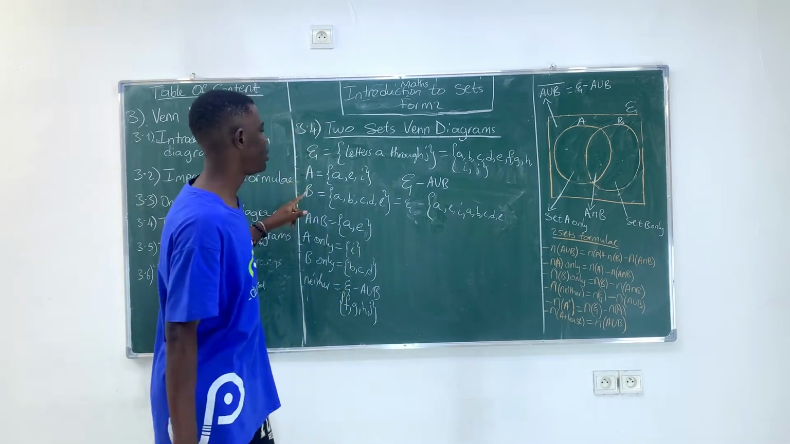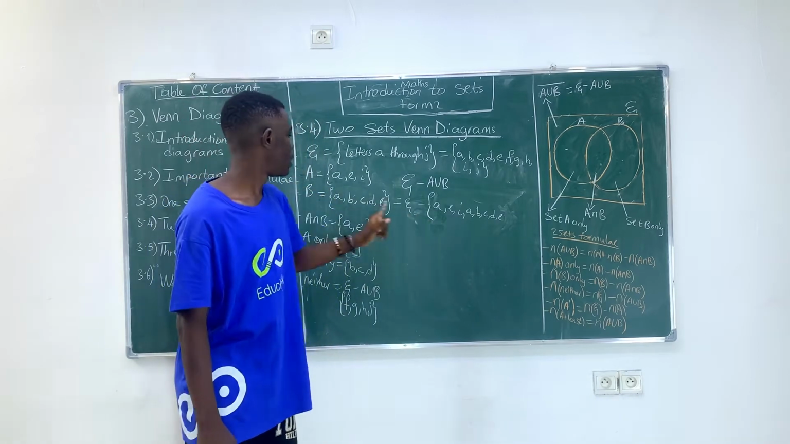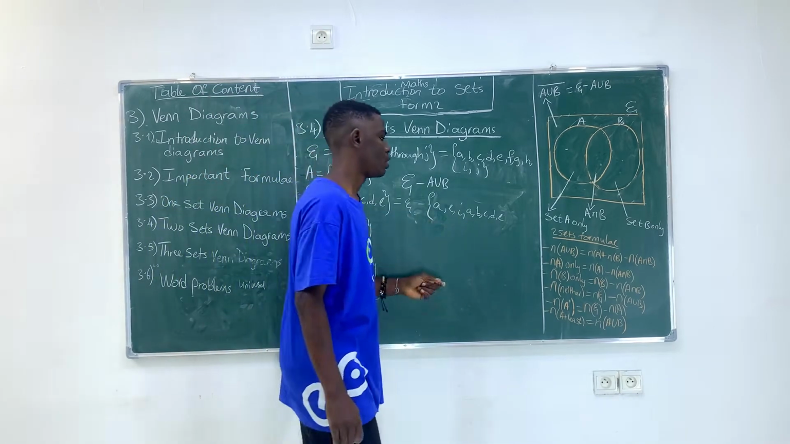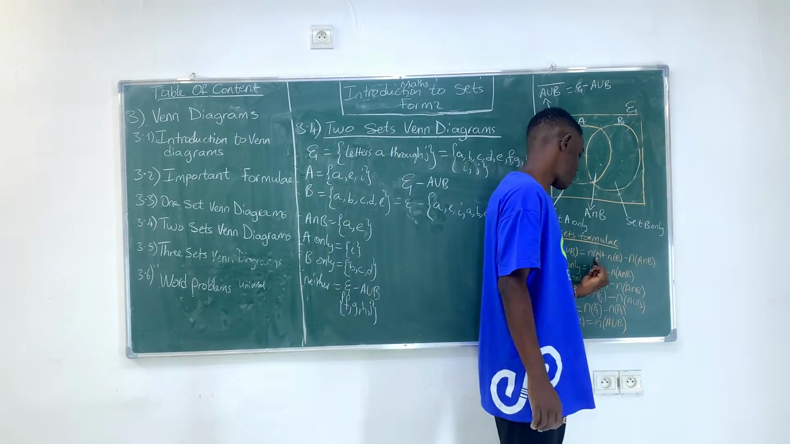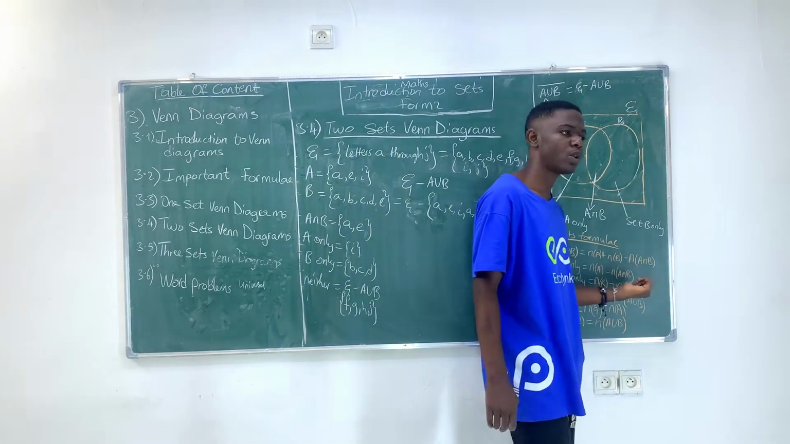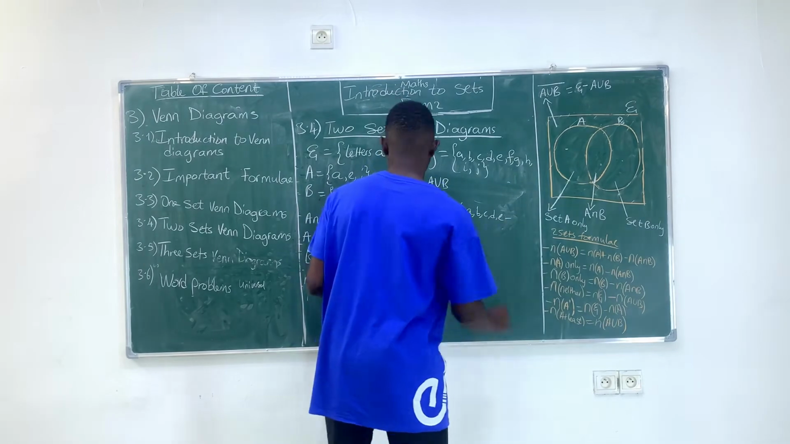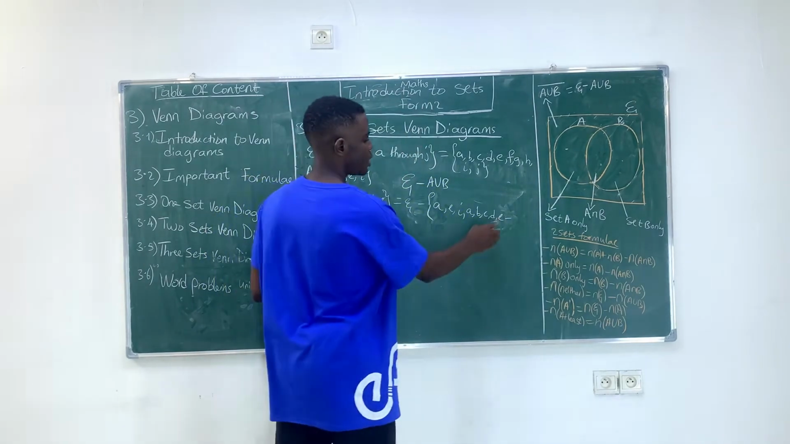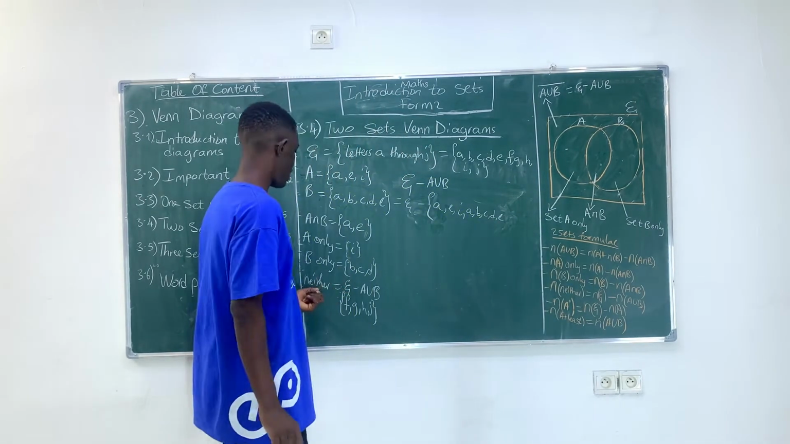This is A union B. I put all the values of A and all the values of B here. That is n(A) plus n(B). So I should do minus A intersection B. Minus means I'm removing. What is A intersection B?